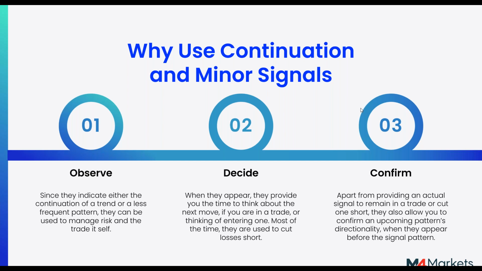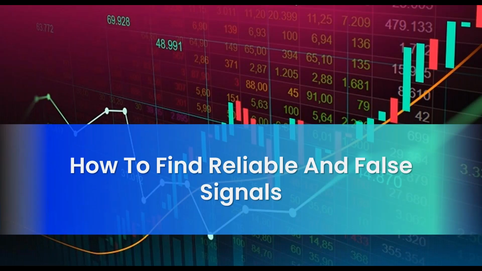And third, confirmation. Apart from providing an actual signal to remain in a trade or to cut one short, they also allow you to confirm an upcoming pattern's directionality when they appear either before the signal pattern or even after. But when we're looking at before, then this is mainly a confirmation that the signal you have just identified is more reliable, it has more chances of success.